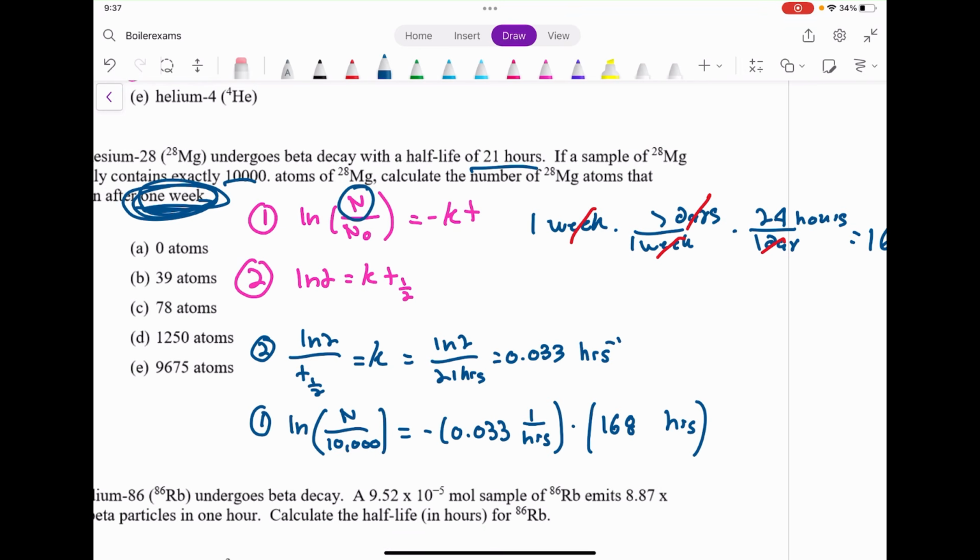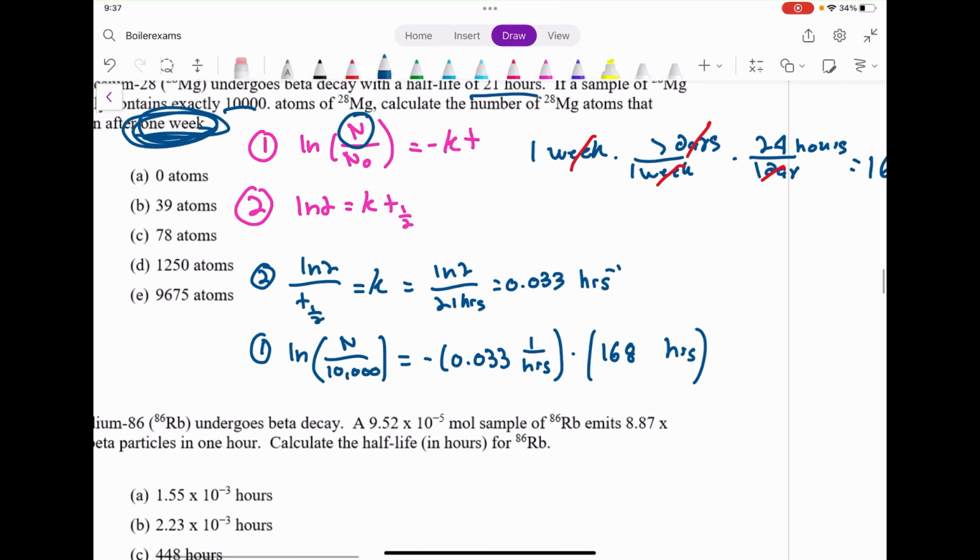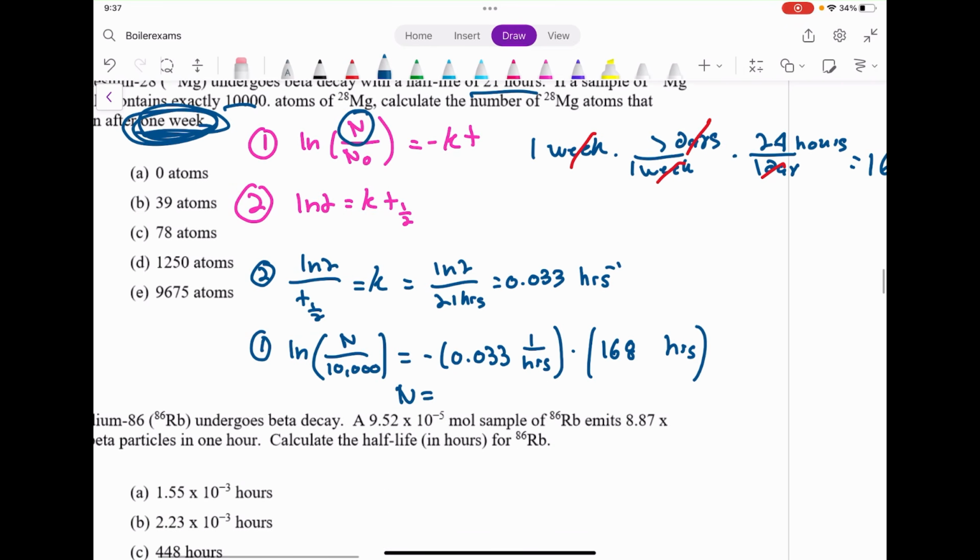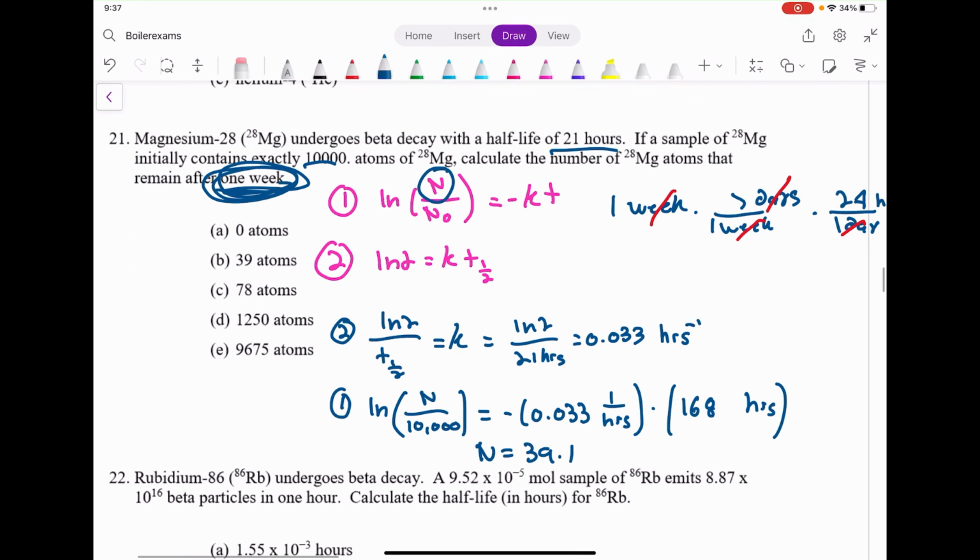168 times 0.033, and then we are going to multiply that by -1. And I'm going to take e to that power, because we have a natural log, times 10,000. I'm just evaluating the algebra of this. I'm sure you can do that. And I get N equals 39.1. So that leaves us with B.